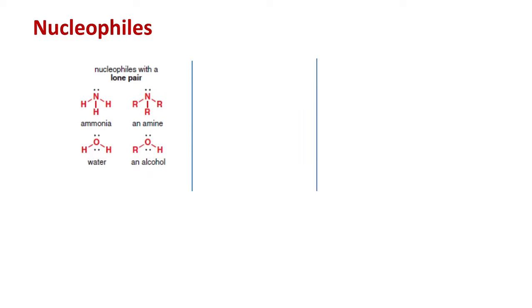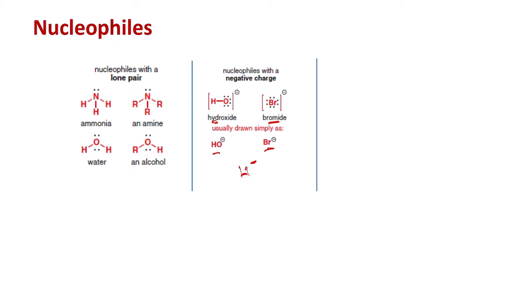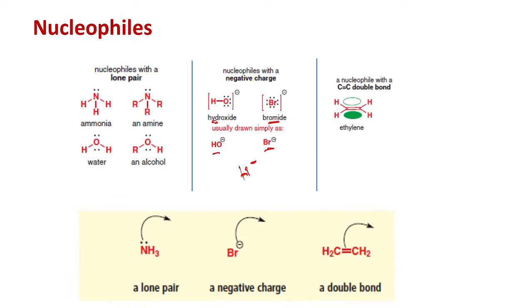Nucleophiles could be anything with a lone pair of electrons, like ammonia, an amine, water, or an alcohol. Amines could be primary, secondary, or tertiary. You could also have nucleophiles which have a negative charge, like hydroxide ion, bromide, or even a hydride, which is a hydrogen with a negative charge, like we will see in the reduction of carbonyl compounds. You could also have a nucleophile with a carbon-carbon double bond, so alkenes will act as nucleophiles. With all of these, the electrons will move and be given to an electrophile.